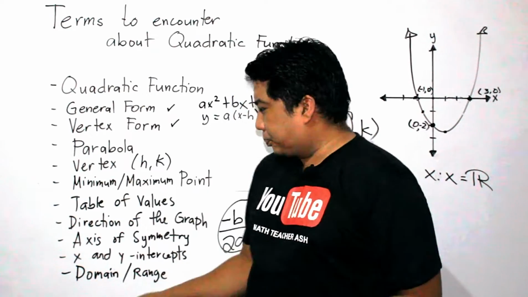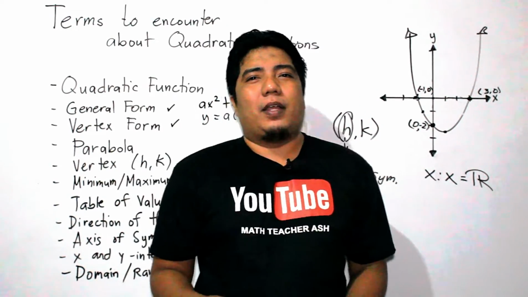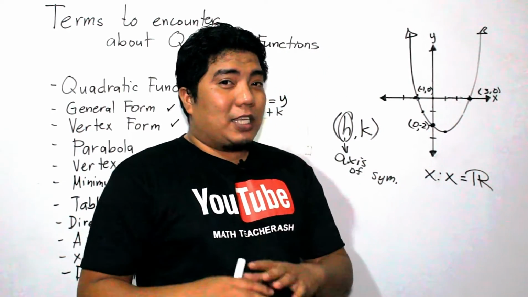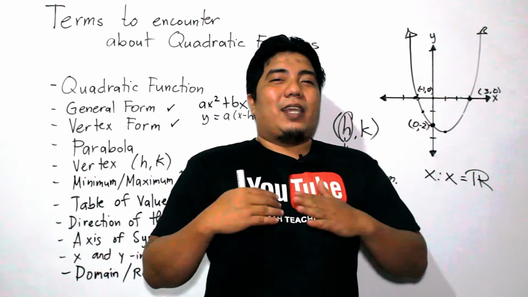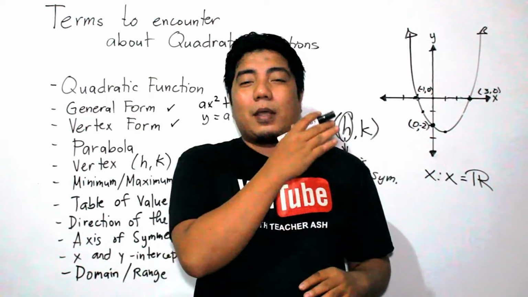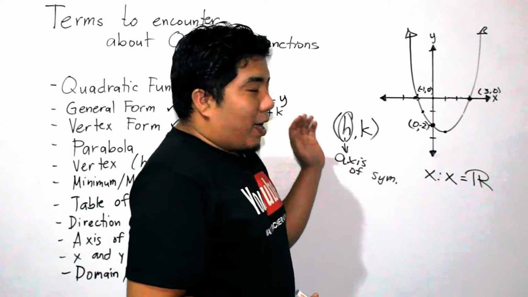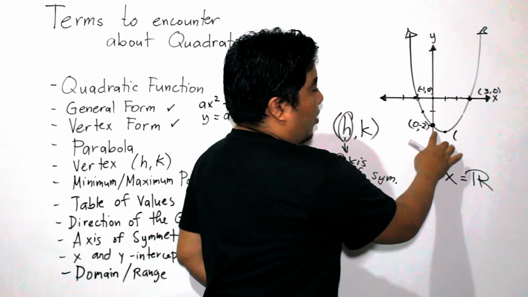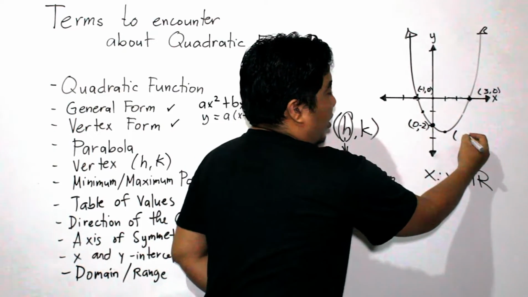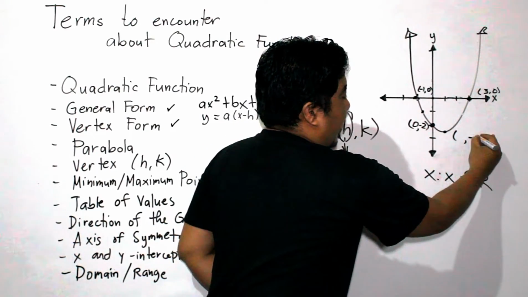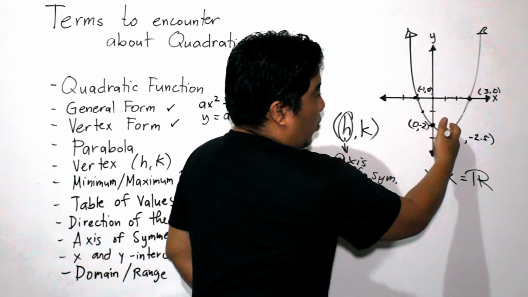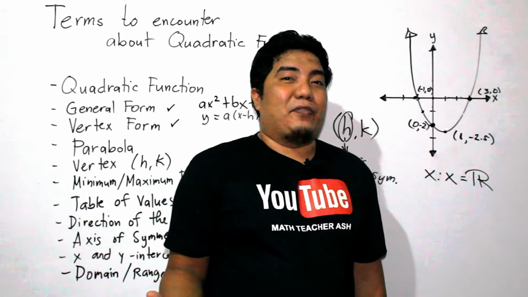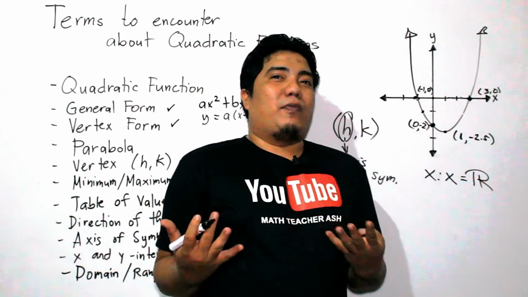Now, how about the range? The range is the y-values. Now, unlike the domain, which is the set of real numbers, the range is different. Why? Because it is the boundary where the parabola turns. As you can see here, our vertex is located in the middle of -2 and -3. So I would say that the value of our y is -2.5, for example. And our x is at 1. Okay, so that is 1, -2.5. That is the location for our vertex.